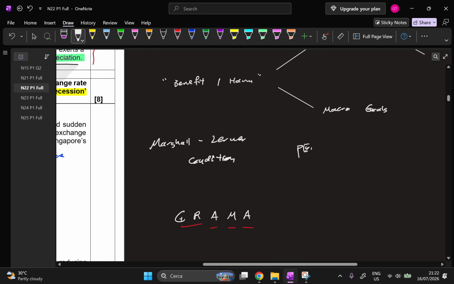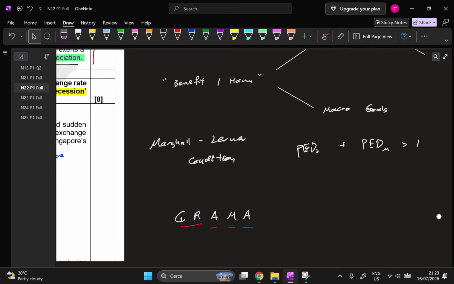PEDX plus PEDM is greater than 1. Now, PEDM in Singapore is obviously not greater than 1. It's obviously price inelastic in demand because we need to import what? That's why we have a high degree of necessity. But is PEDX greater than 1? Are our exported goods price elastic in demand?